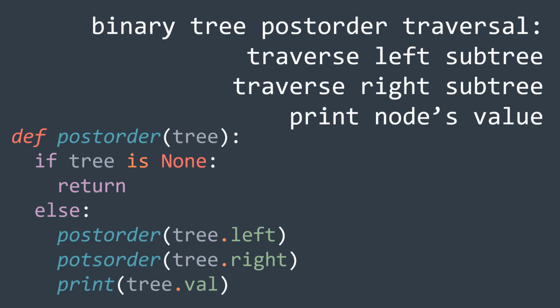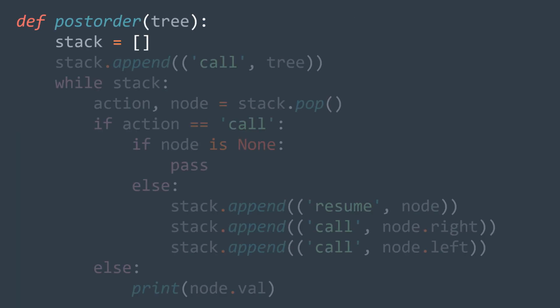You can see that before recursive calls, we check if we are in the base case, and in the recursive case, we call the function with the left node, then the function with the right node, and after the recursive calls, we print the node's value. So in our iterative function, we create a stack and we pass a tuple that contains the action and the tree's root. Here the action is start because we will call the function, not resume it.